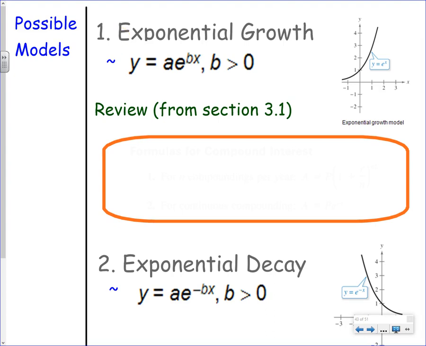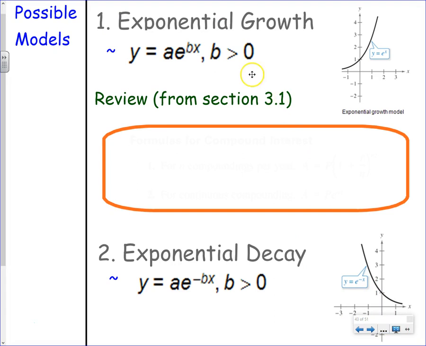Exponential growth versus exponential decay. What do you see as the big differences between these two models? Mathematically speaking, there is a negative in the exponent, and you know what that does. Doesn't that just flip the graph? So instead of the exponential swooping up, it's going to be decaying, swooping down.